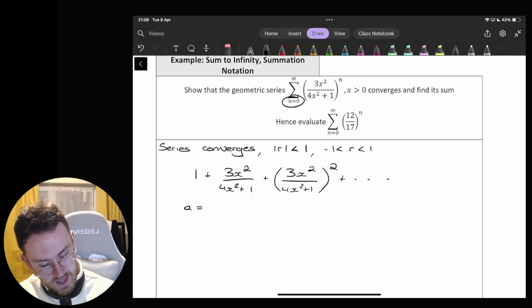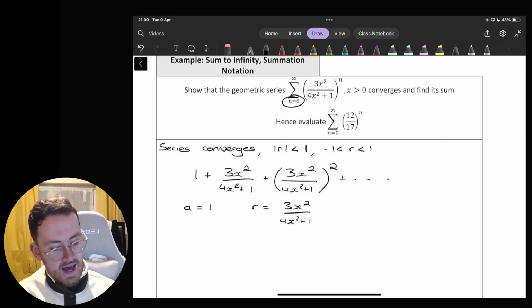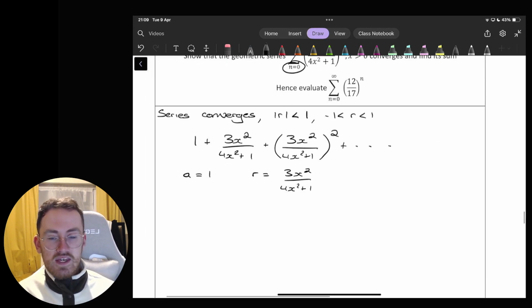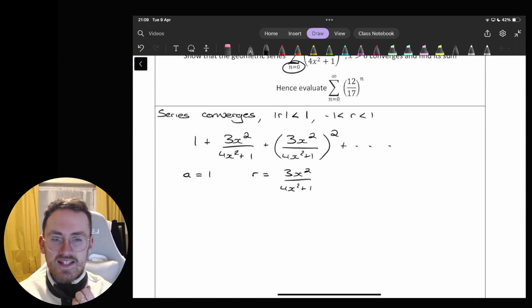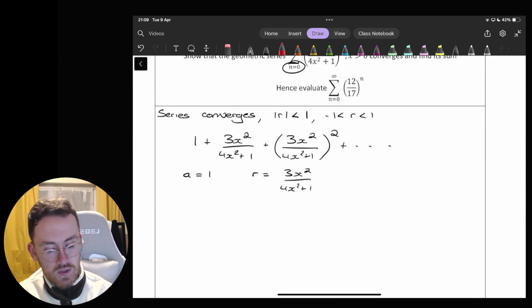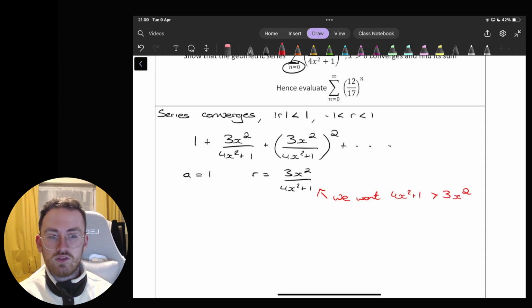So I end up with a being 1 and r being 3x squared over 4x squared plus 1, by dividing my second term by 1. I want to show that the absolute value of that is less than 1. To do that, we can consider the fraction itself. What we want is a proper fraction, so we want 4x squared plus 1 to be greater than 3x squared.